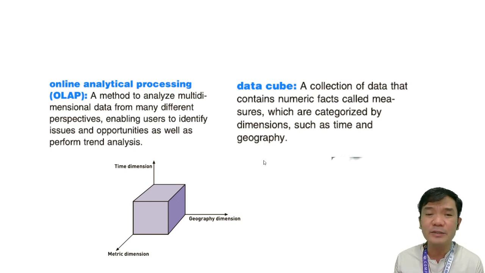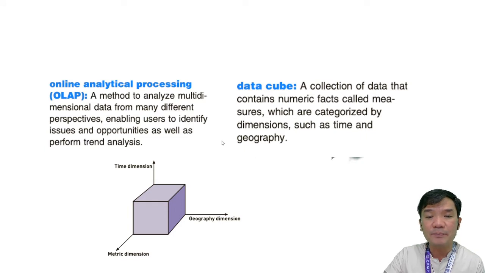A related concept of online analytical processing, or OLAP, is the data cube. In fact, in the majority of the data mining courses during my master's, the data cube was a very good perspective on analyzing data. So you look at the data at different perspectives or dimensions. Here we define a data cube as a collection of data that contains numeric facts called measures, which are categorized by dimensions such as time and geography.